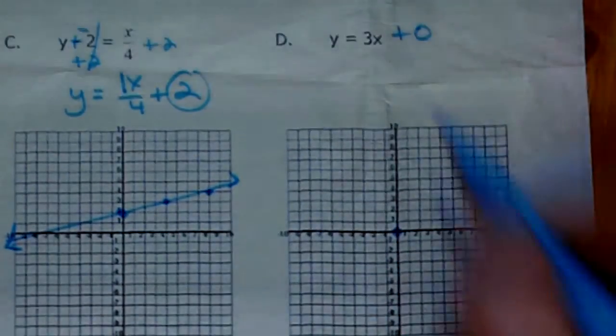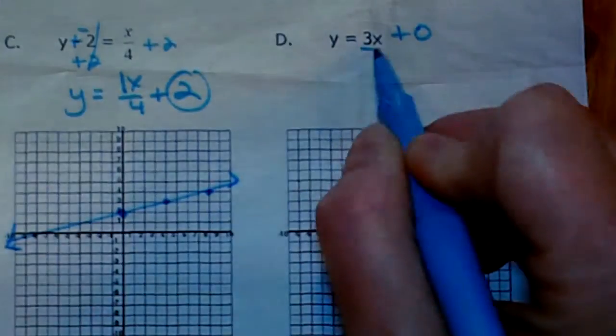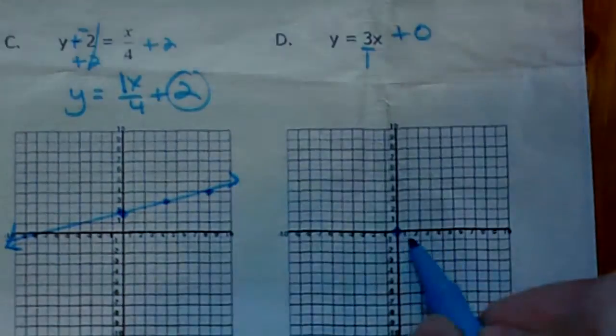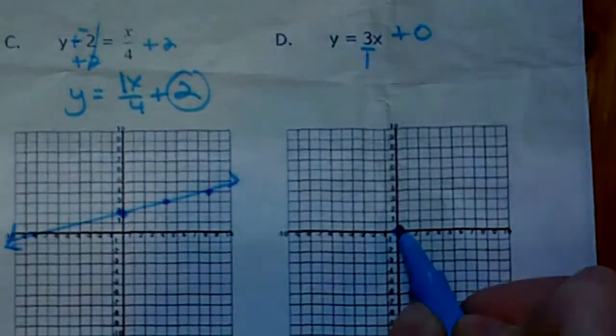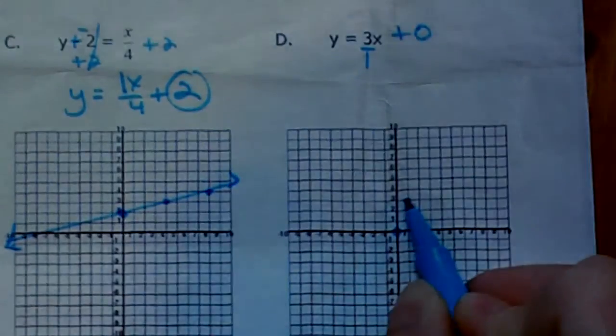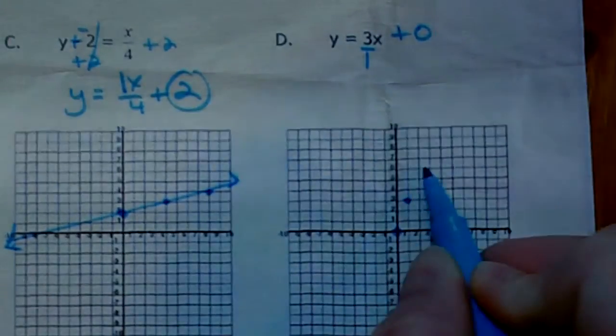All right, so now I need my slope to be a fraction. I'm going to write that 3 over 1. And from my y-intercept, I'm going to go up 1, 2, 3, and right 1. And I'm going to do that one more time. Up 1, 2, 3, right 1. And draw my line.